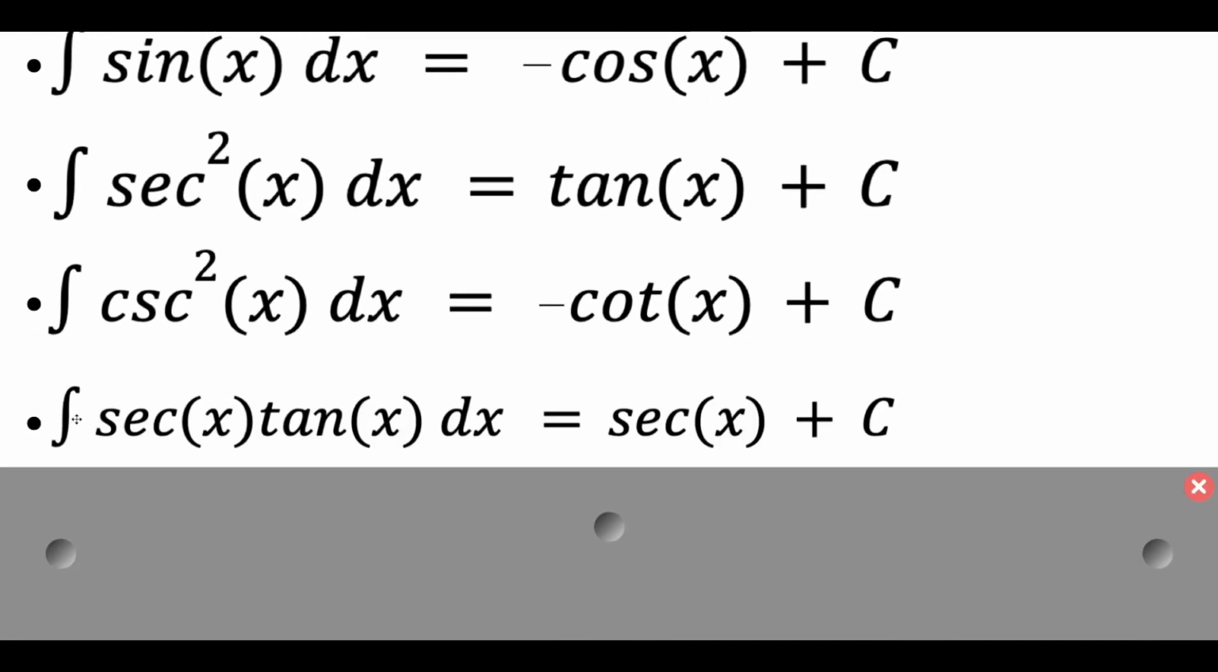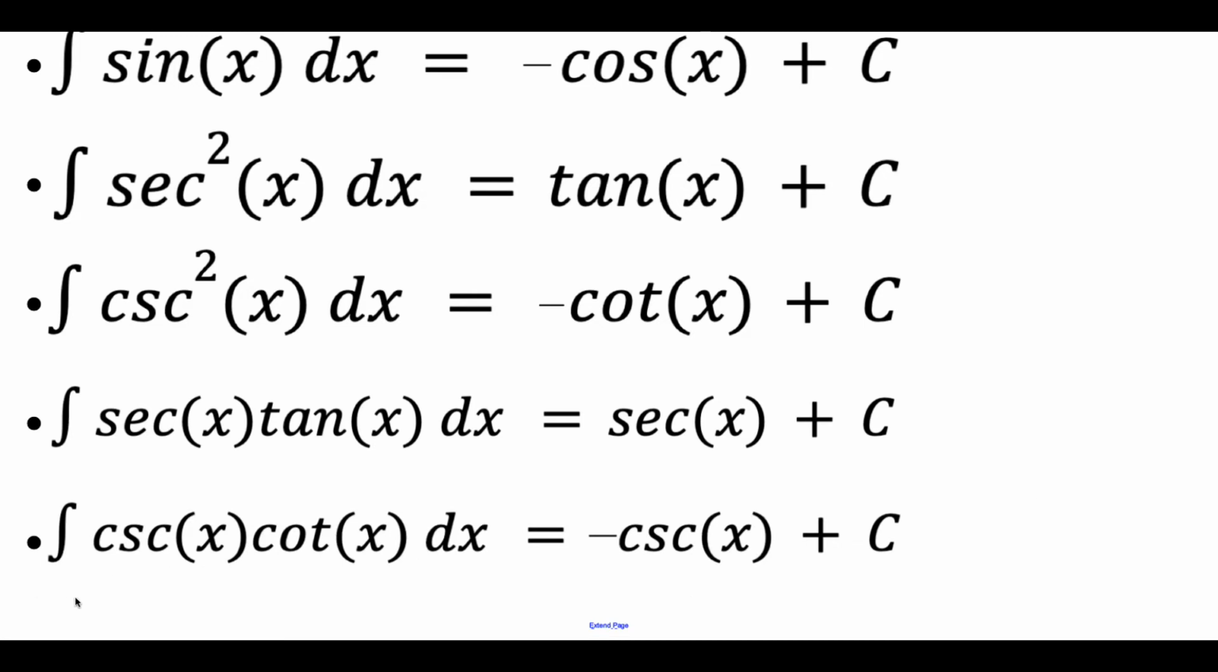If you've got the integral of the secant of x times the tangent of x dx, then that's going to turn into the secant of x plus c. And if you've got the integral of the cosecant of x times the cotangent of x dx, then that's going to turn into negative cosecant of x plus c. Again, notice we always have to put the plus c on the back end when we're doing those indefinite integrals.